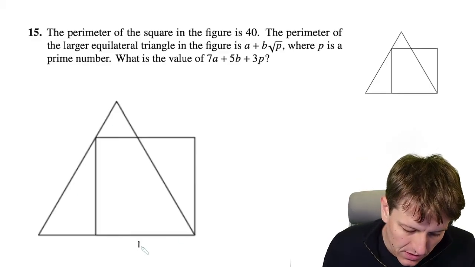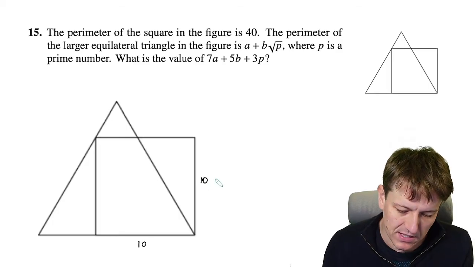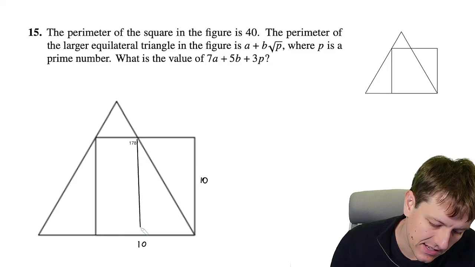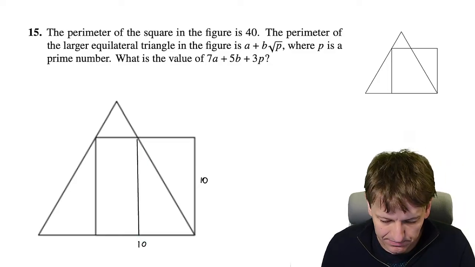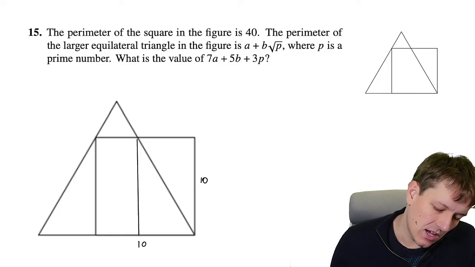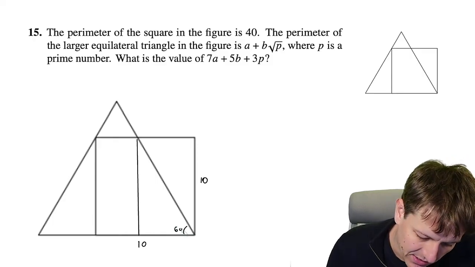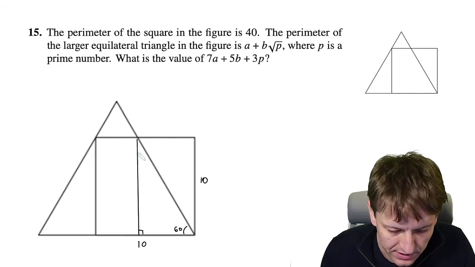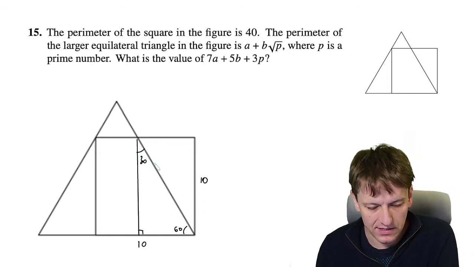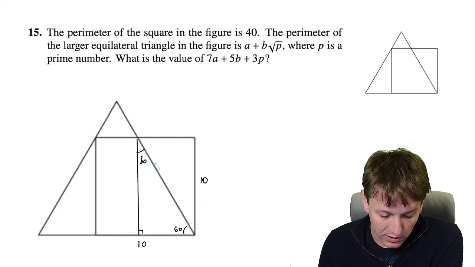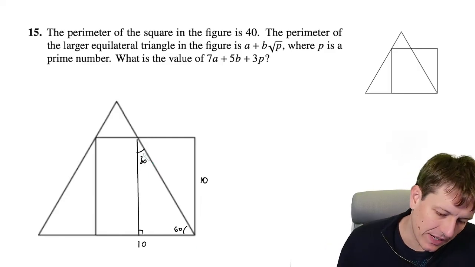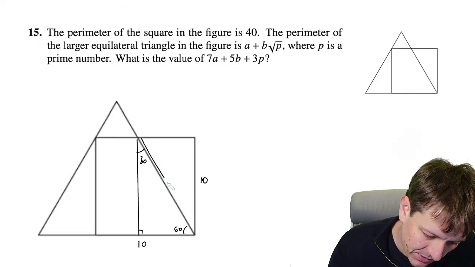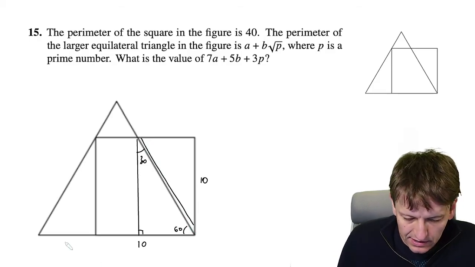So the perimeter of the square being 40 means that each of its side lengths is 10 all the way around, and what I'm going to do is add an extra line down here. Because what I'm going to be able to do now is say, well, I know this angle here is 60 because it's an equilateral triangle, so if I've made this a right angle, then this is a 30, 60, 90 degree triangle, and I can work out the perimeter of the large equilateral triangle by basically working out what this length is, and then I can add it to this one.